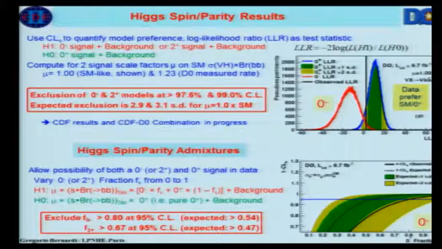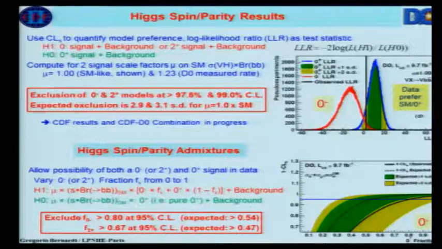And then you can see the result here. The data tend to be a bit in excess. So for the limit, you exclude a fraction greater than 80% at 95% confidence level for the 0 minus and 67% for the 2 plus, but in fact the expected values are close to 50%. So it's something promising, and we look forward to seeing the combination very soon.